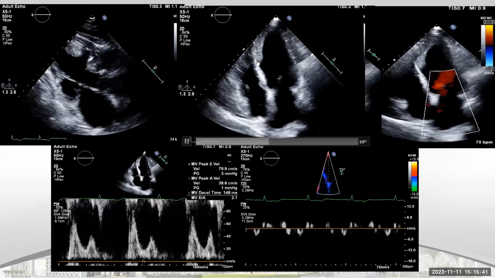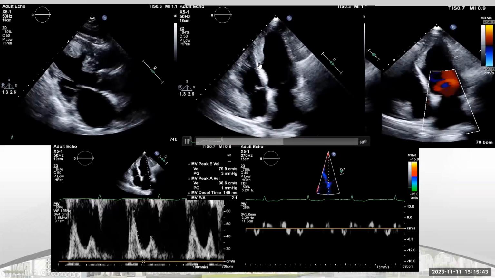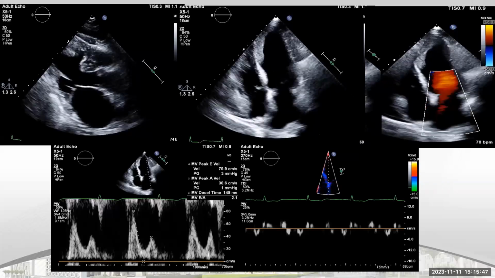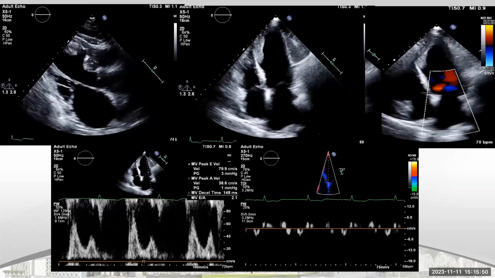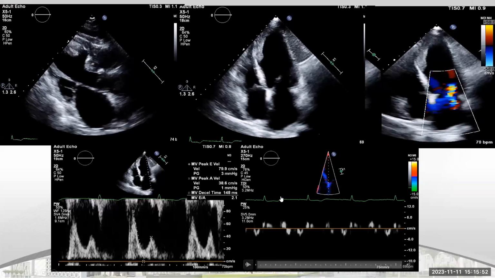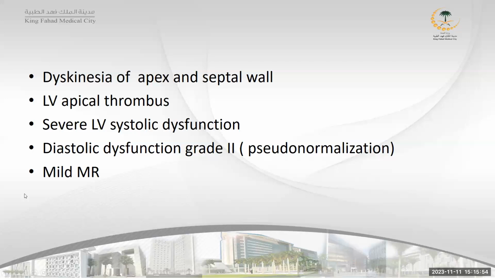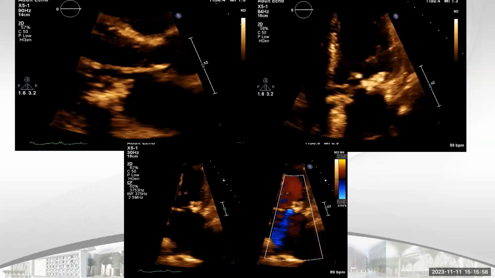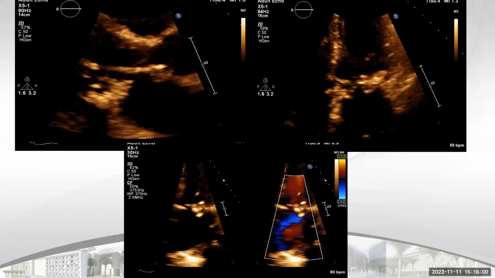I think from the first look, we'll miss that, because sometimes the examiner may just draw our attention away from the main finding by putting color here, CW here, and tissue here. Okay, this is very important. Okay, next.